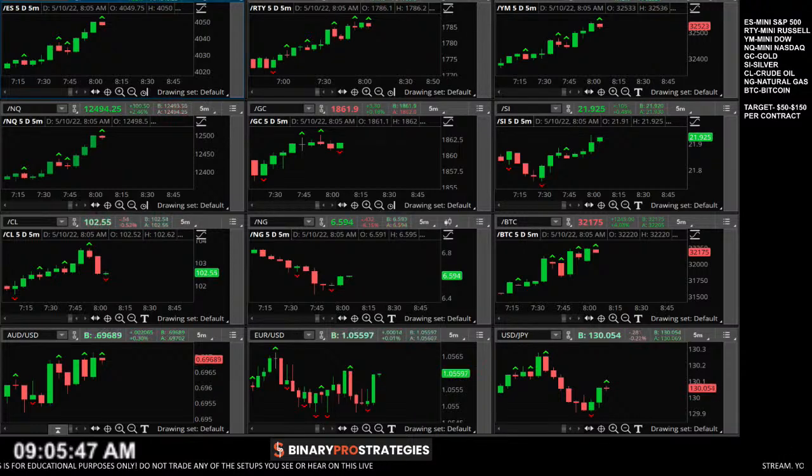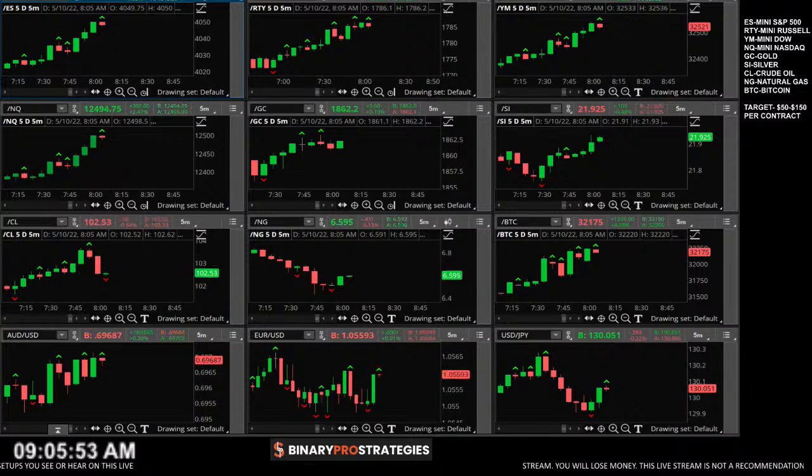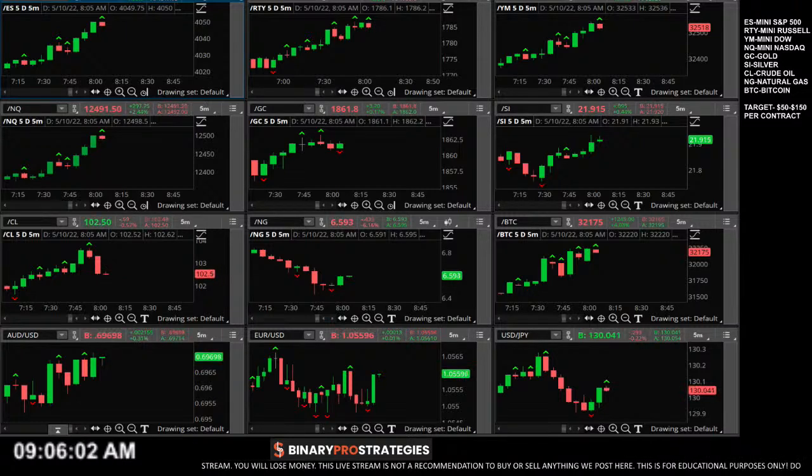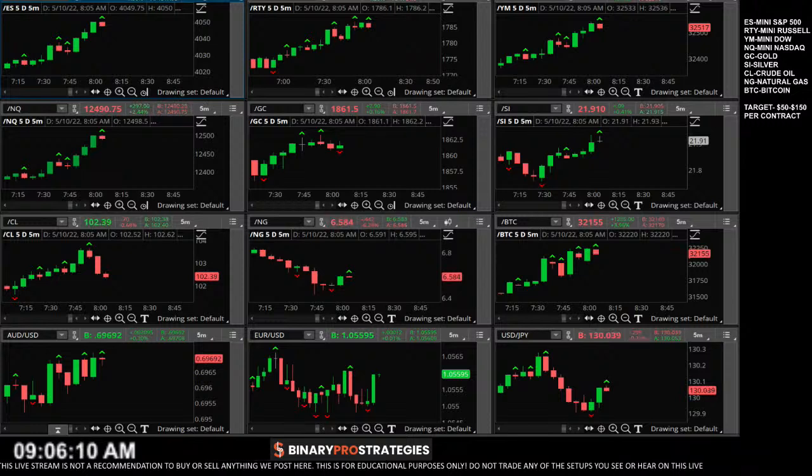And with the indices and the commodities, we're going to be using something called Einstein. Einstein provides us with an entry point, a profit target, and/or reversal. The hit success with Einstein is very high, meaning that it will hit target before reversal.